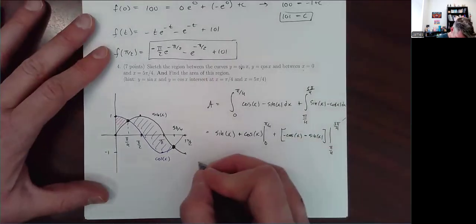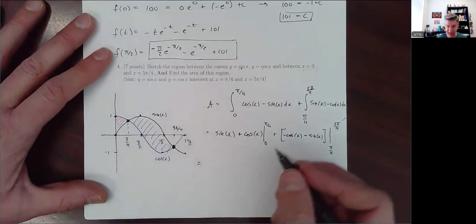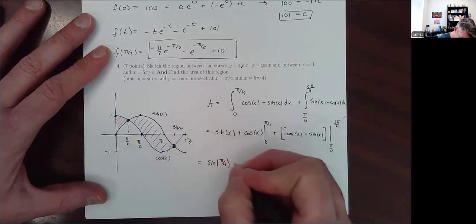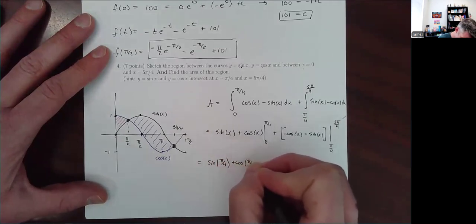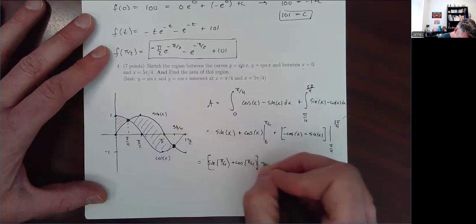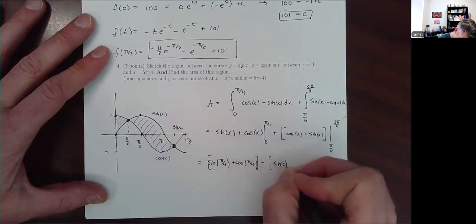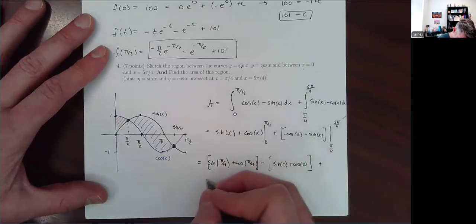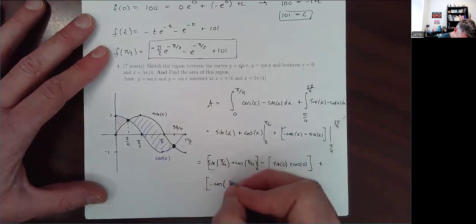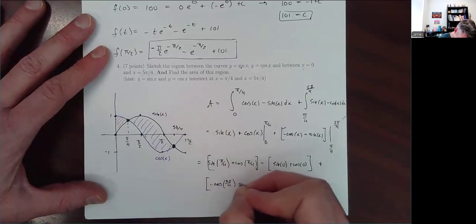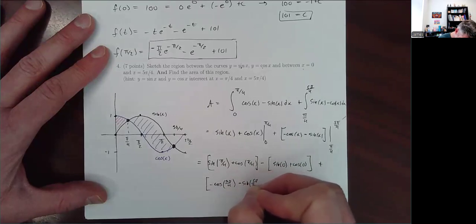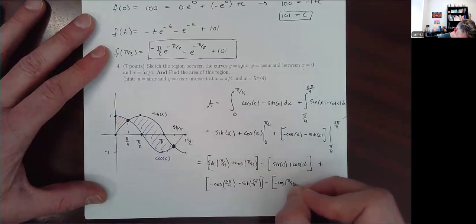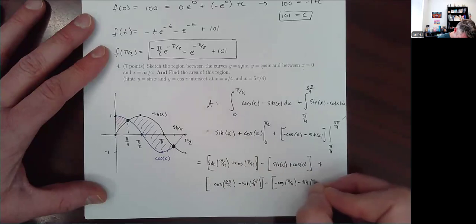So here's what we're going to get. I would really probably skip this next step, but I'll write it out here. Instead of writing sine of pi over 4, I would just write root 2 over 2 plus cosine of pi over 4 minus sine of 0 plus cosine of 0, plus then this right here, negative cosine of 5 pi over 4 minus sine of 5 pi over 4, minus negative cosine of pi over 4 minus sine pi over 4.